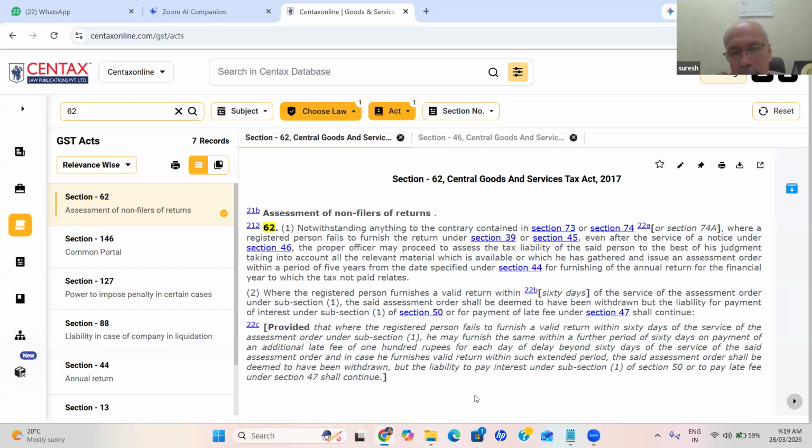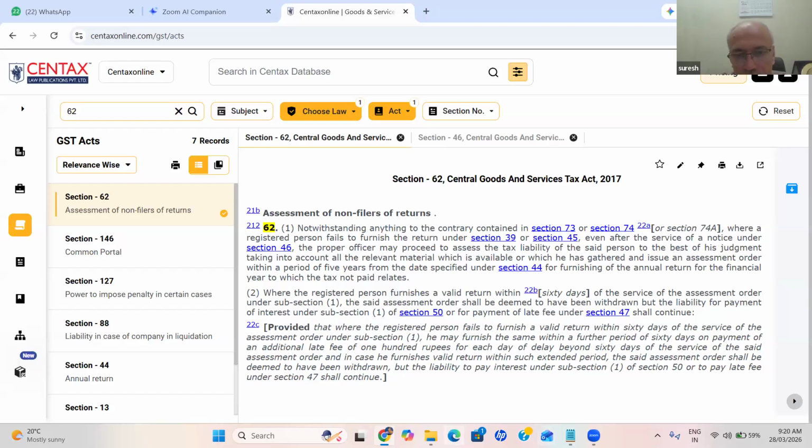Section 62 is really playing havoc with the taxpayers. They're really in a soup, because the small taxpayers who are not able to track their portal and all those things, there are demands there, sir. And I will come to that. Okay, sir. Anyway.